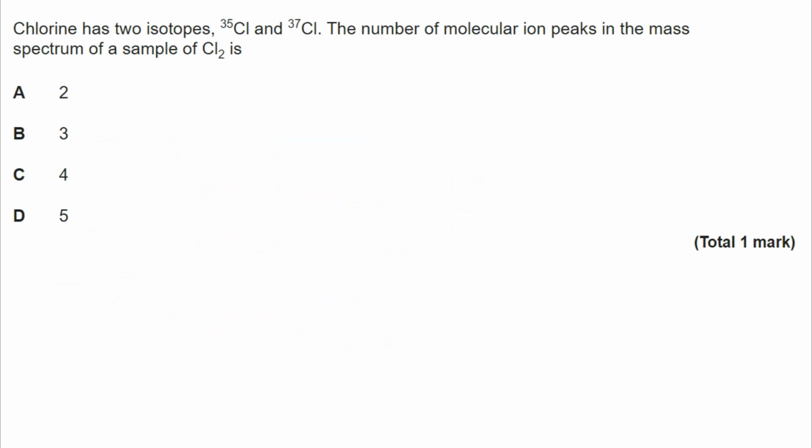Now, there are more complicated versions of this question that actually ask you to work out the ratios of the peak heights. But for this one, we simply want to know how many different variations there can be combining chlorine-35 with chlorine-37. And we can put a 35 with a 35, a 35 with a 37, or a 37 with a 37. So the correct answer is B.